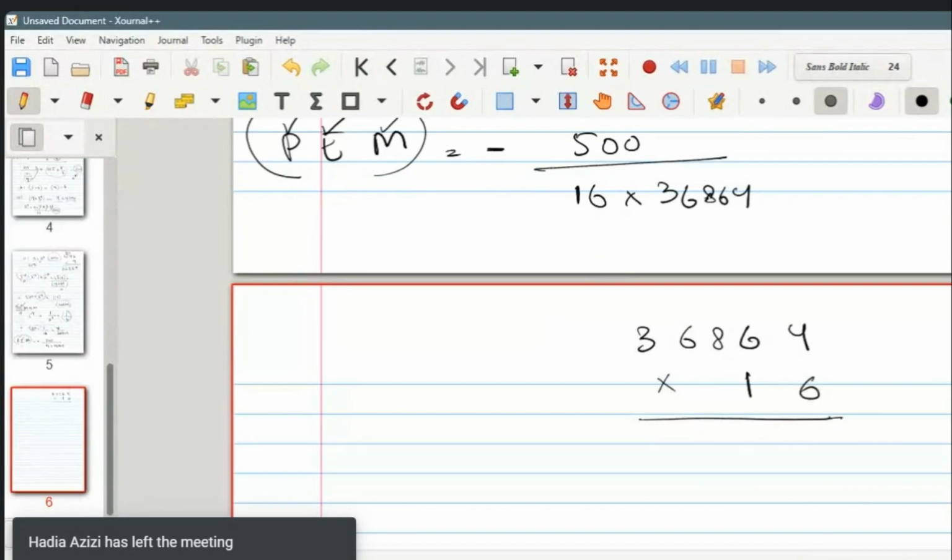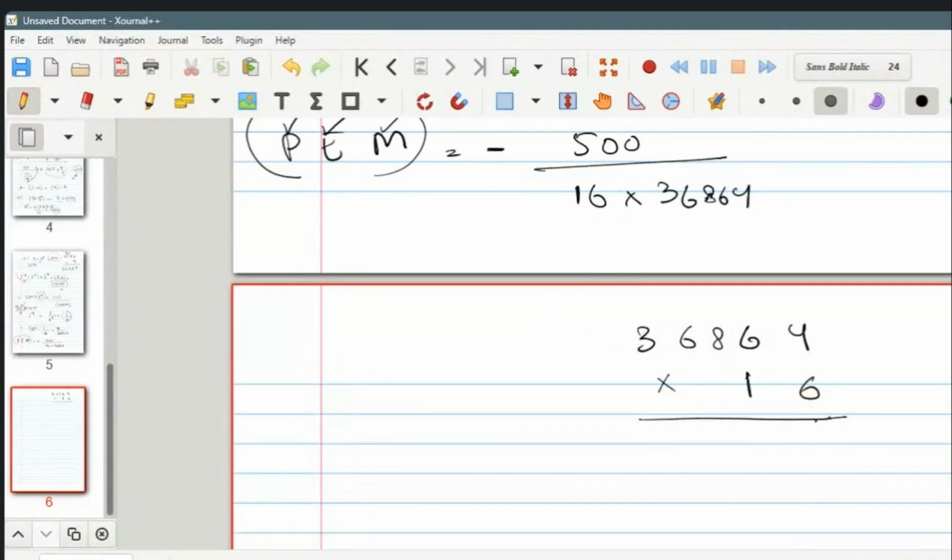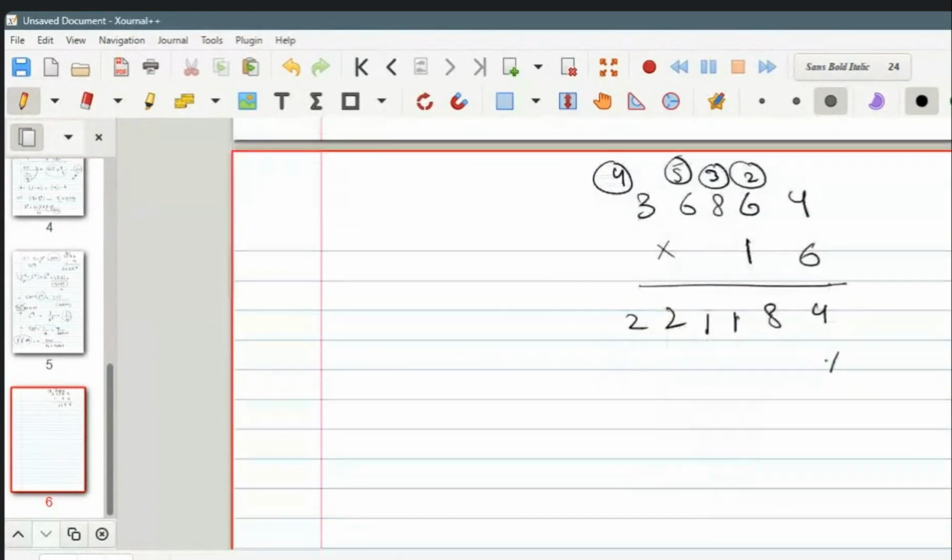Okay, we will just do this step by step. 6 multiplied by 4 is 24. Okay, 4 and 2 carry. 6 multiplied by 6 is 36, and 2 is 38. Okay, 8 and 3 carry. 6 multiplied by 8 is 48, and it will become 51, and 5 carry. 6 multiplied by 6 is 36, and 5 it will become 41. So 1 and 4 carry. Yes, I am doing right. And 6 multiplied by 3 is 18, and plus 4 it will be 22. Okay, so let me put the cross here.